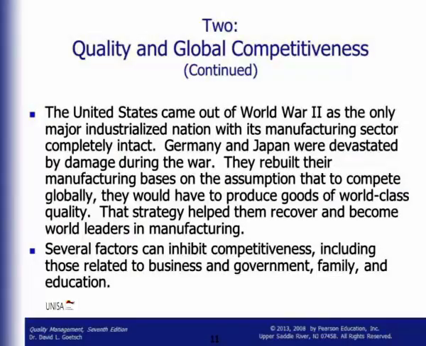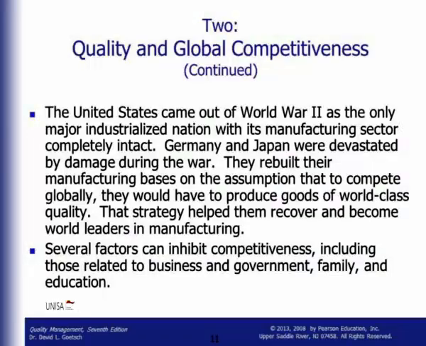The United States came out of World War II as the only major industrialized nation with its manufacturing sector completely intact. Germany and Japan were devastated by damage during the war. They rebuilt their manufacturing bases on the assumption that to compete globally, they would have to produce products of world-class quality. That strategy helped them recover and become world leaders in manufacturing. If you look at situations today, who are the leaders in terms of production, productivity, and innovation? It's basically Germany, Japan, and the United States.